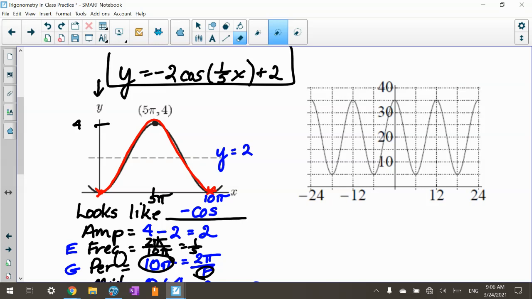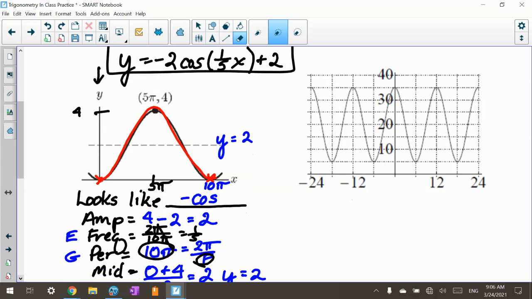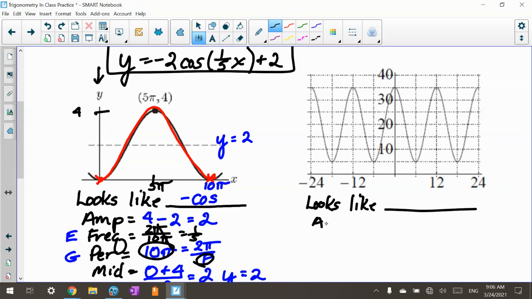Okay, let's look at our next one here, but before I even do it, I'm going to set up that looks like: amplitude, frequency, period, and midline. Okay. So I always look at my y-axis and I kind of trace it. So I see there's a lot of curves, but I'm just going to do one. And one curve, they always end up where they start, and there is one curve.